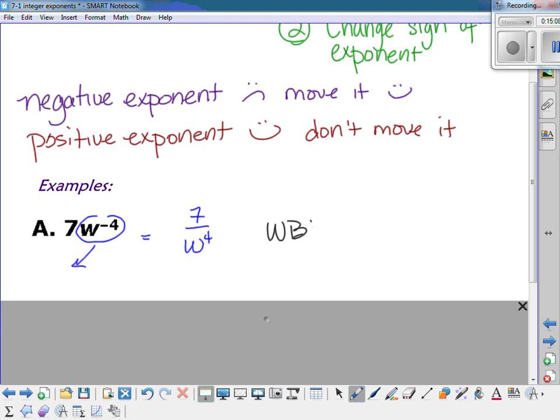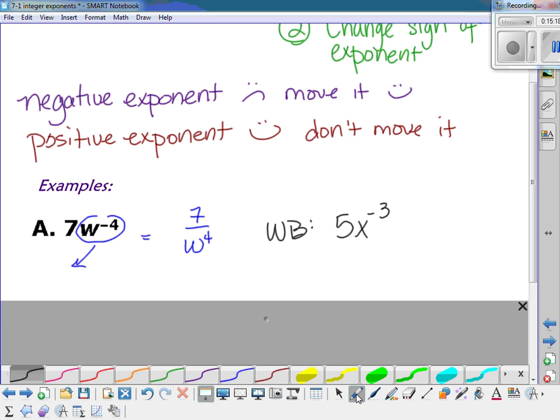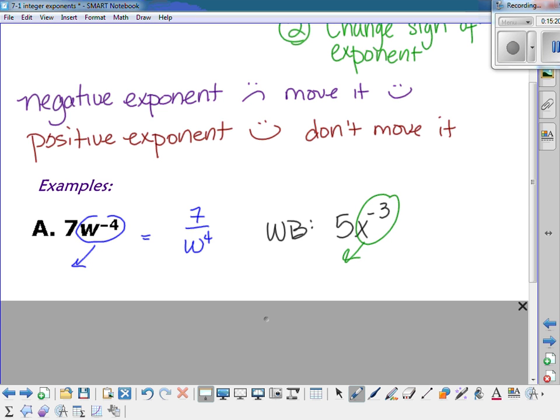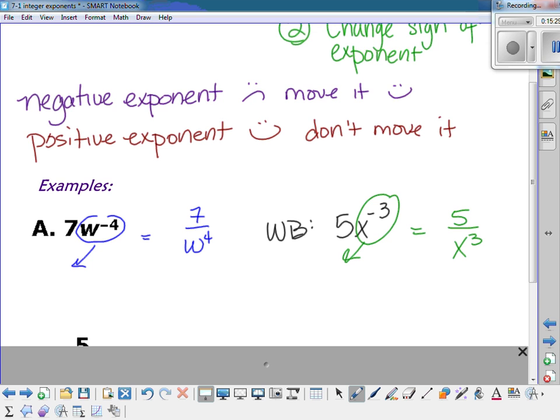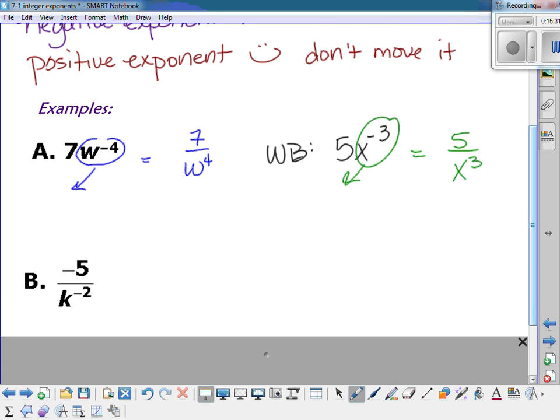So on your whiteboards, let's do that one. 5 times x to the negative 3. Okay, so he's got to move down. The x isn't happy. So the 5 stays put. 5 is perfectly happy. We assume it's to the positive 1 power. And you get 5 over x cubed. Okay, another one for your notes.